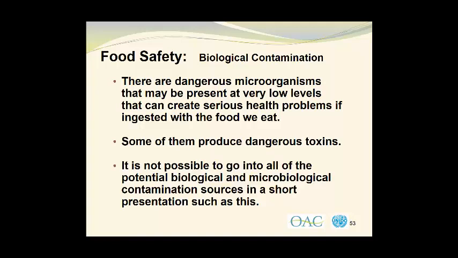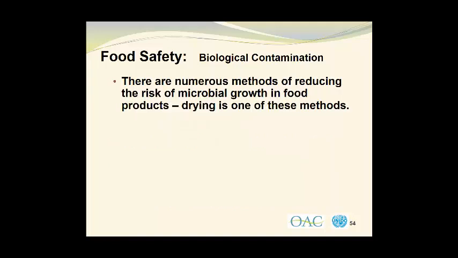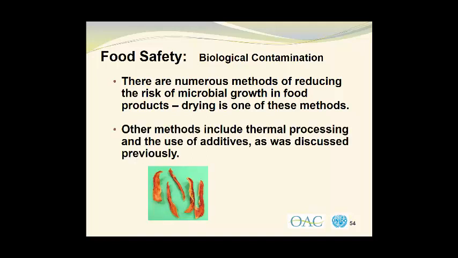It is not possible to go into all of the potential biological and microbiological contamination sources in a short presentation such as this. There are numerous methods of reducing the risk of microbial growth in food products. Drying is just one of these methods. Other methods include thermal processing and the use of additives, as was discussed previously.